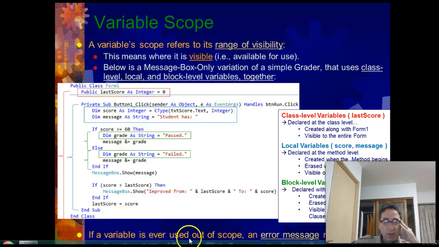If a variable is ever used out of scope, an error message results. So if I try and use score in some other code outside of this sub-procedure, I'm going to get an error unless I define it somewhere else as well.